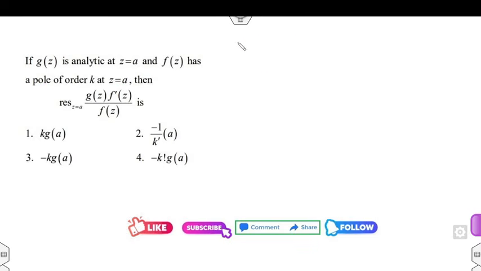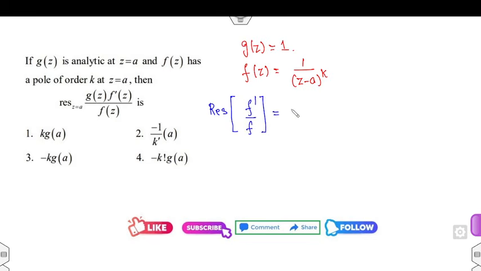F is analytic, g is analytic. You can choose g is equal to 1. F is a pole of order k at z minus a. Then you can substitute this value. Your target is to find the residue of g is 1. So it's f dash over f. Can you find the f dash over f?